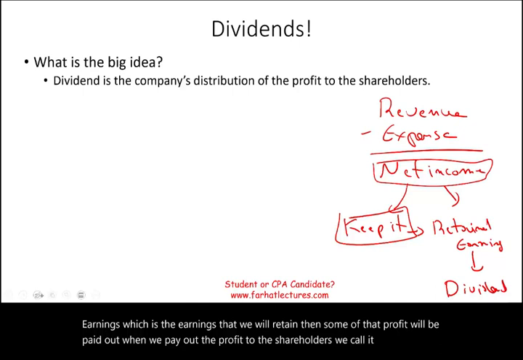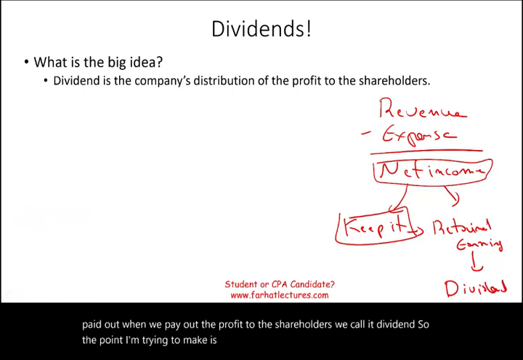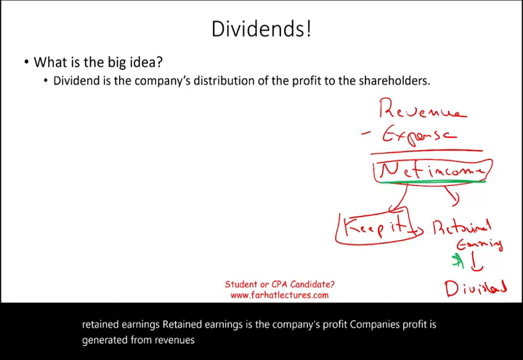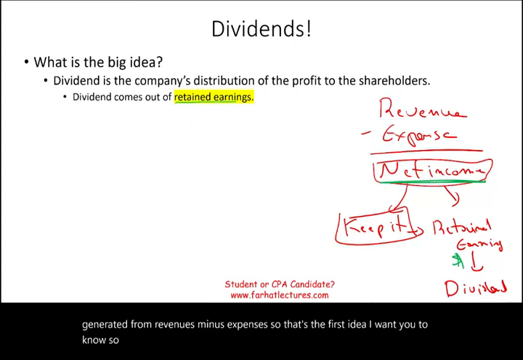So the point I am trying to make is this. The first point is, dividend comes out of retained earnings. Retained earnings is the company's profit. Company's profit is generated from revenues minus expenses. So that's the first idea I want you to know. So dividend comes out of retained earnings.